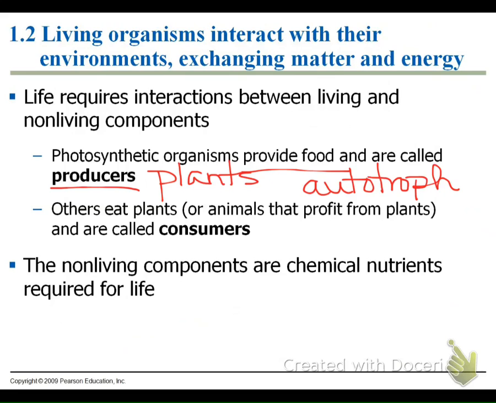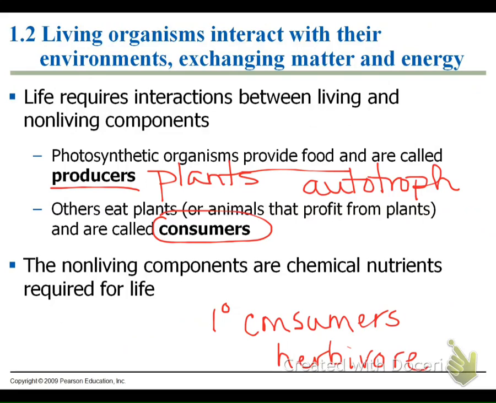Now, any organism that either eats plants or eats animals that eat plants, those are considered consumers. All right? Our primary consumers eat plants, right? So another name for a primary consumer is herbivore, right? We also have secondary consumers, right? And secondary consumers can either be carnivores, if they simply eat meat, or they can be omnivores. All right, omnivores will eat both plants and animals.